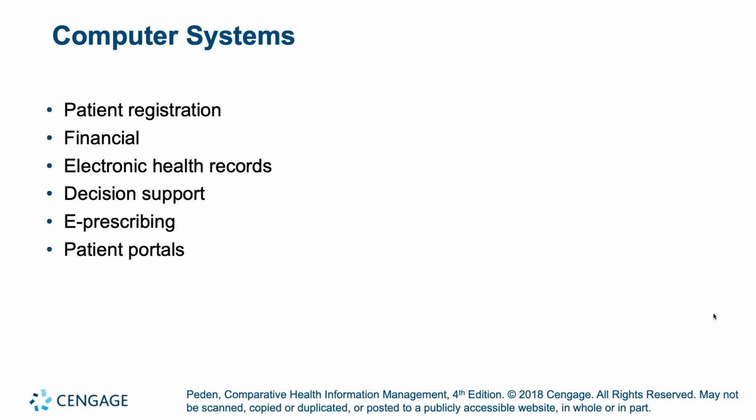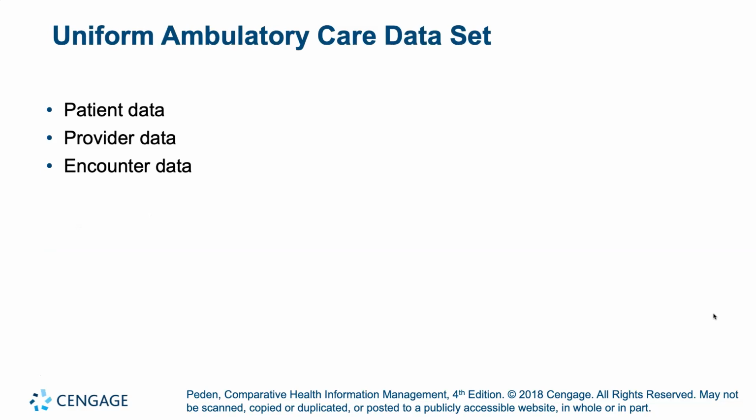Computer systems, these types of settings typically have a patient registration, financial. They may have EHR, decision support, e-prescribing is very common, and then patient portals, how patients access their information, do scheduling, those types of things.